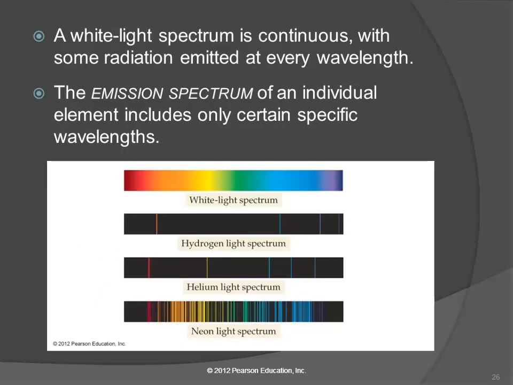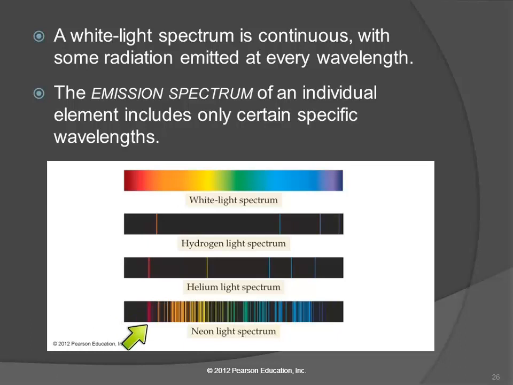So here are 4 different spectra. This is white light from the sun or from an incandescent light bulb, and you get this continuous rainbow. You don't have any gaps in it. There's light of different colors all the way across. The hydrogen light will give you 4 lines. If you do that with helium, you get more lines. If you do it with neon, you get more lines.